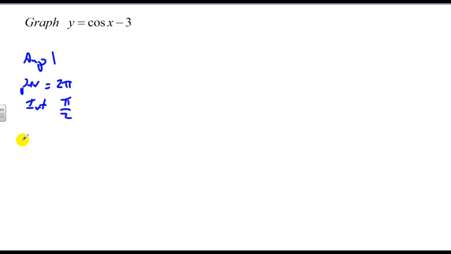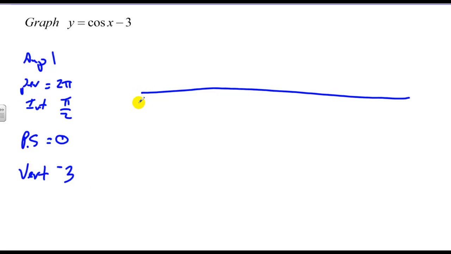My phase shift is 0, but my vertical translation is -3. So here's what I'm going to do. Here's my midline, 0, pi over 2, pi, 3 pi over 2, 2 pi. And what's happening now is my whole graph is shifting down 3.